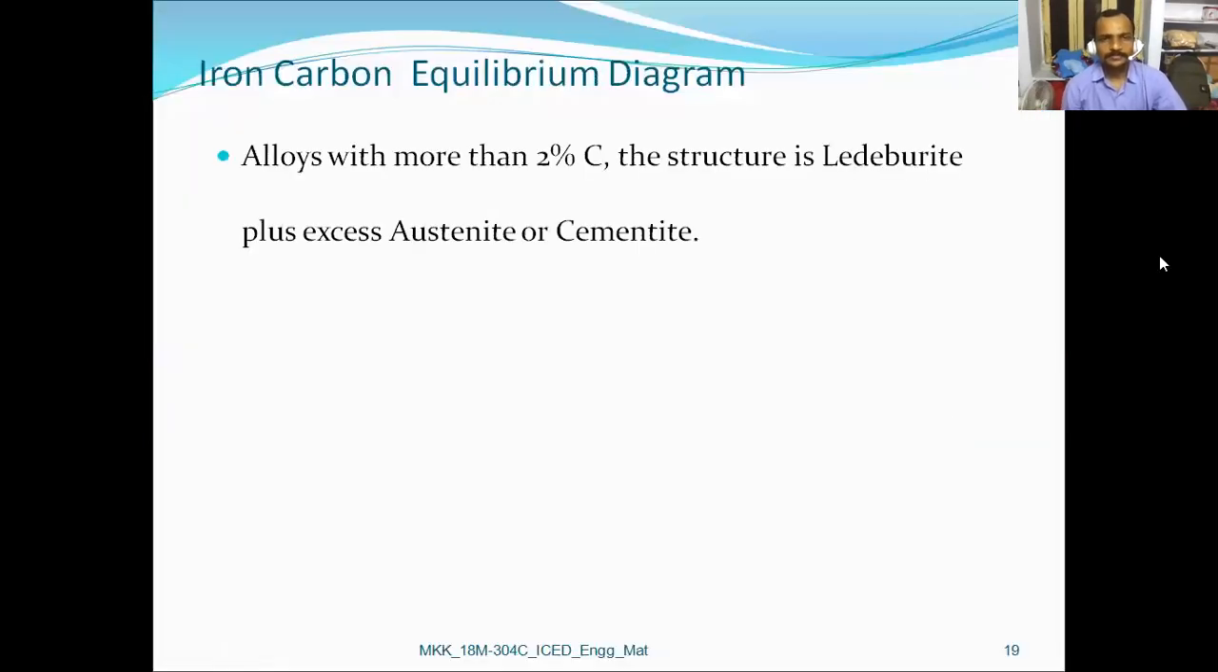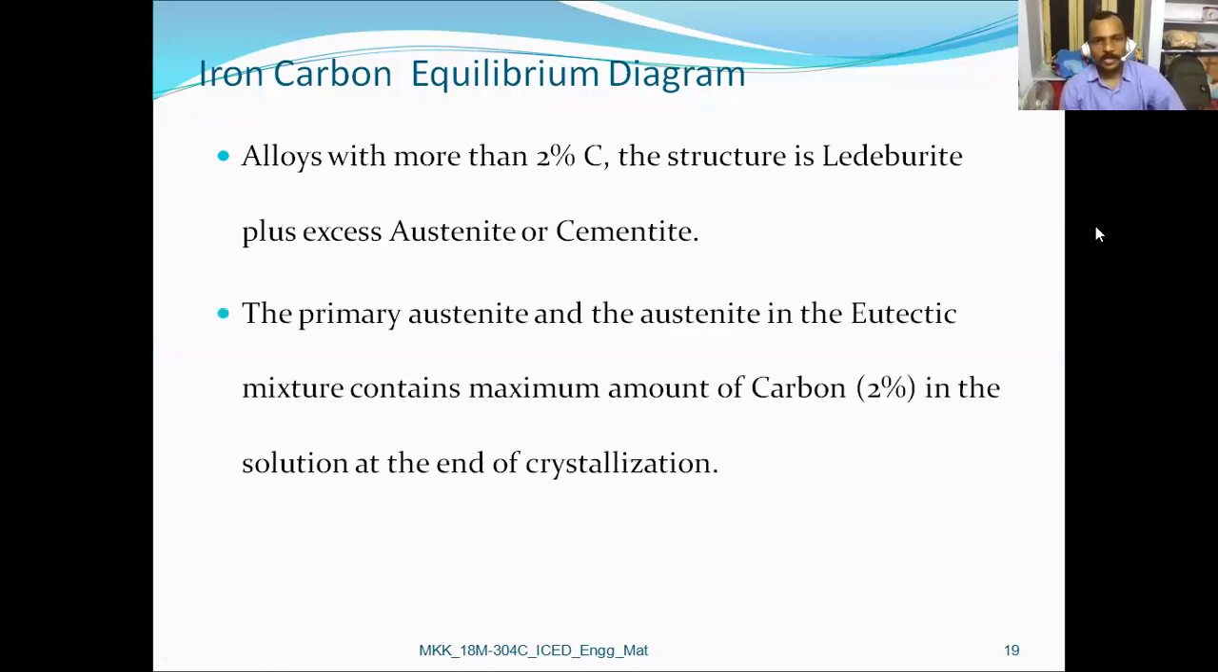Coming to the alloys with more than 2% carbon, as we have discussed, the structure is ledeburite. The structure will be ledeburite plus excess austenite or cementite. That category comes under cast iron. The primary austenite and the austenite in the eutectic mixture contain the maximum amount of carbon, that is 2%, in the solution at the end of crystallization.